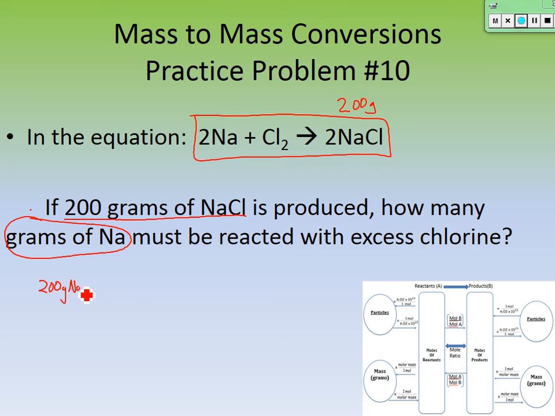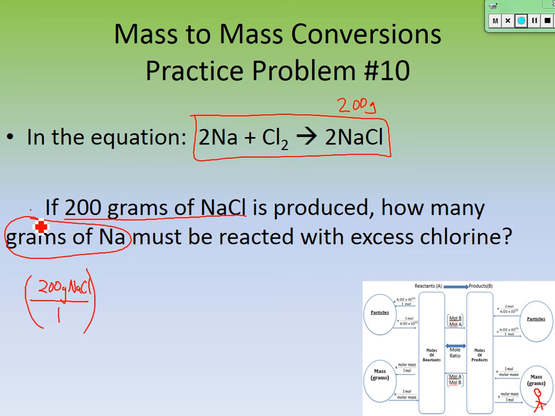200 grams of sodium chloride. Put it over 1. Now let's go to the road map and figure out what we got to do. Where are we if we're at grams of NaCl? On the product side. Good, we're on the product side and we're at grams. So where is grams of a product? It's right down here, isn't it? That's where we're starting.